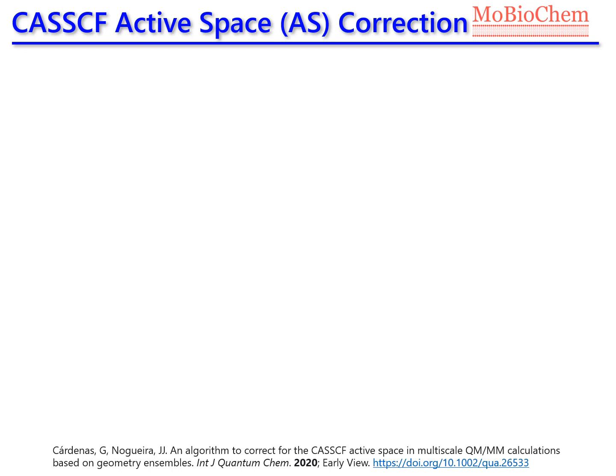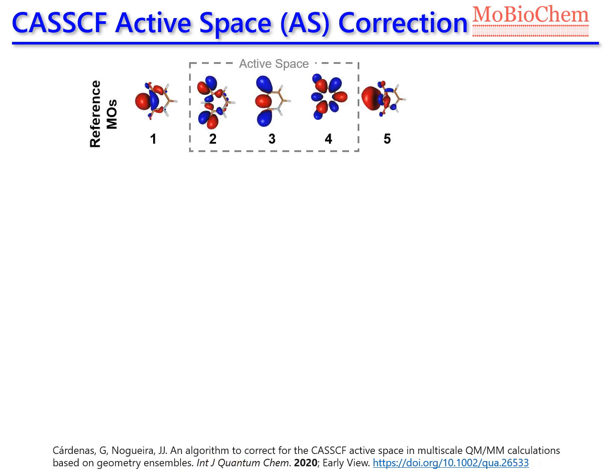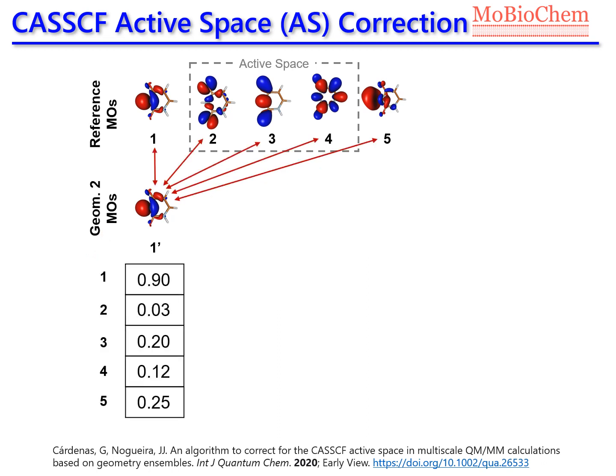So, how do we perform these corrections? Well, the algorithm we have recently proposed to perform this task goes as follows. First of all, we choose a reference molecular orbital space. Then, for each one of the orbitals of the problematic geometry, we compute its overlap integral with each one of the reference orbitals.